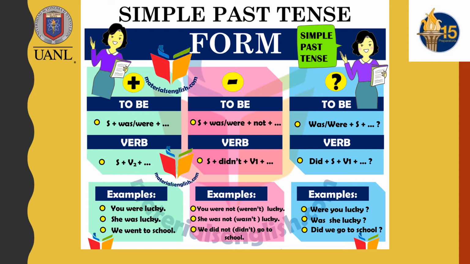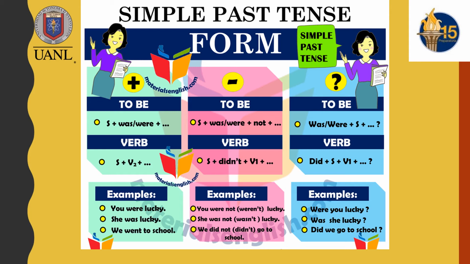So you have to create now the statements, right? So you have the rule here, okay? Let's check the examples. You have you were lucky, she was lucky, we went to school, okay? Simple past tense. And then you have the second column. It says you were not or weren't lucky. She was not or wasn't lucky, with the contraction. We didn't go to school.